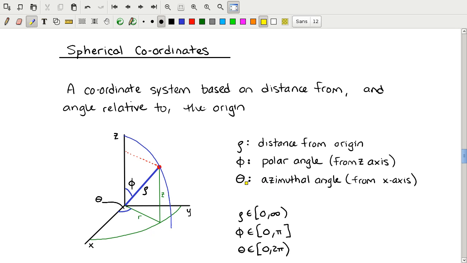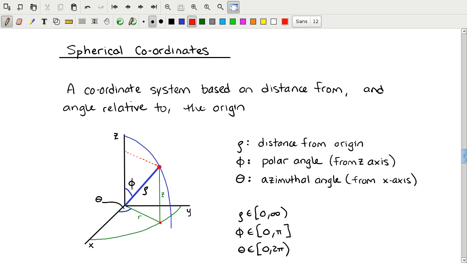Finally, we have theta, which here is called the azimuthal angle, and it is the angle relative to the x-axis of the projection of our point down into the xy plane, just like it was in cylindrical coordinates. So theta remains the same as in cylindrical coordinates, but rho and phi are new.